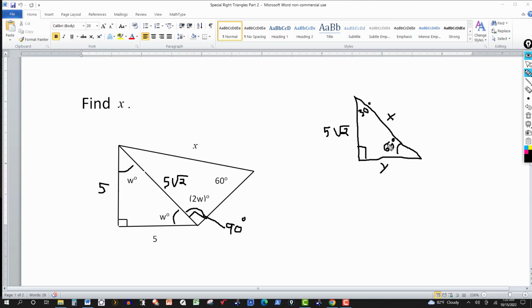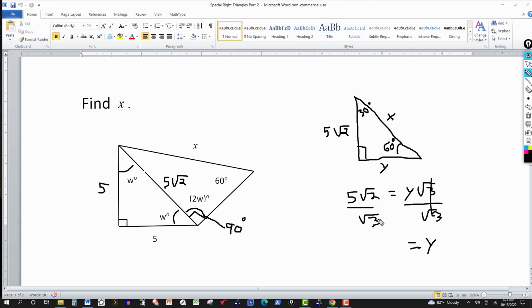We have a 30-60-90 degree triangle, and the length of the side opposite the 60 degree angle is 5 radical 2. We know from what we just said earlier, the side opposite the 60 degrees, in this case 5 radical 2, is always equal to the length opposite the 30 degrees, in this case we're going to call it y, times the square root of 3. So now we just solve for y. So divide both sides by the square root of 3. This cancels out.